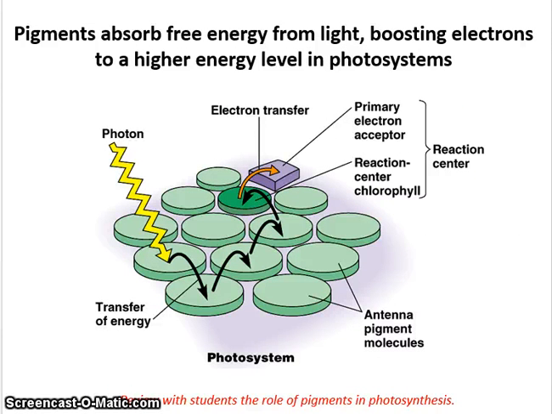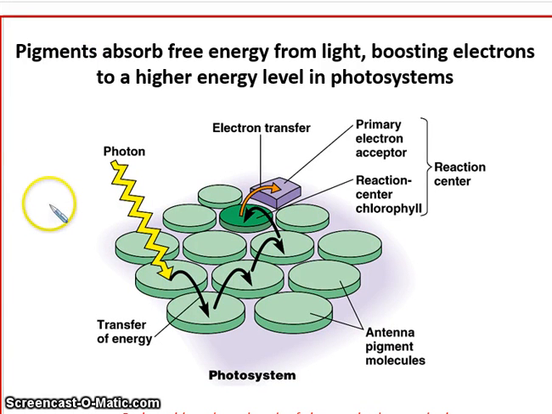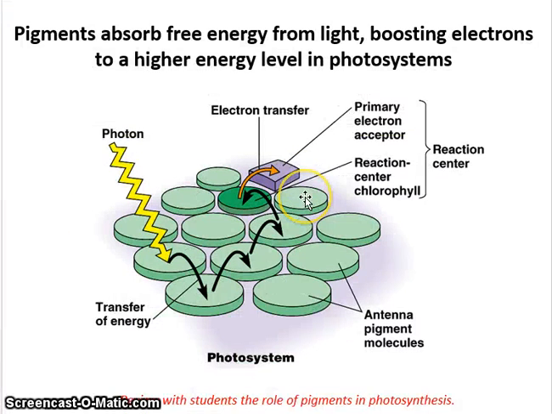Let's look at our next one. Don't forget this as well. Pigments absorb free energy from light. I teach my students to think of pigments as buckets that absorb specific types of wavelengths of light. So what's the purpose of that? Ultimately, in photosynthesis, they get those electrons and move them to higher energy levels so that they can be used further on in the reaction to pull those hydrogen ions across and ultimately drive the process of making ATP.